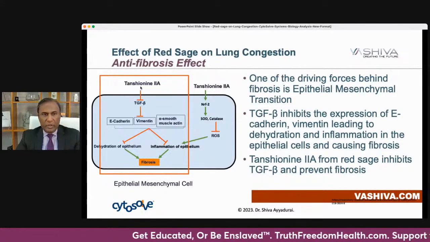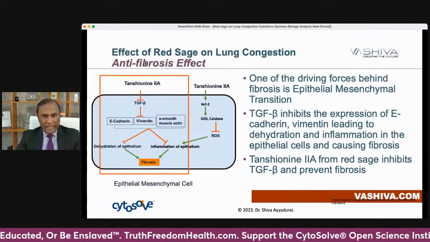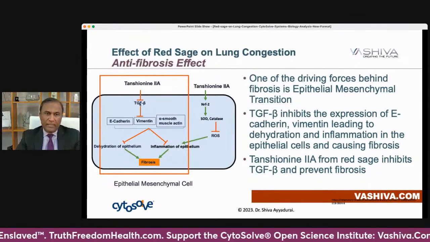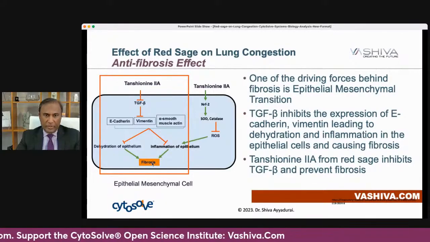Now tanshinone 2A, which is in red sage, guess what it does? It blocks TGF-beta, so none of these pathways occur, so you're blocking fibrosis, okay? That's what it does. That's one of the effects.